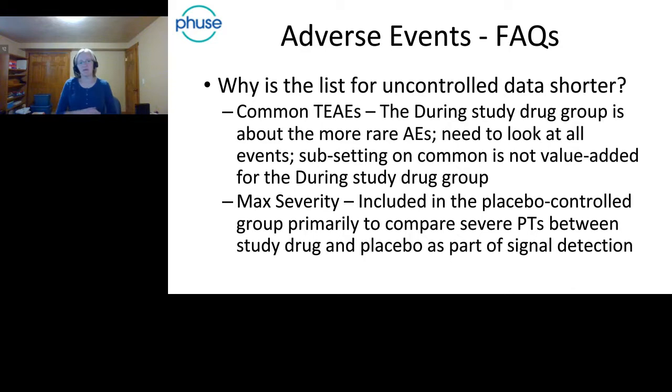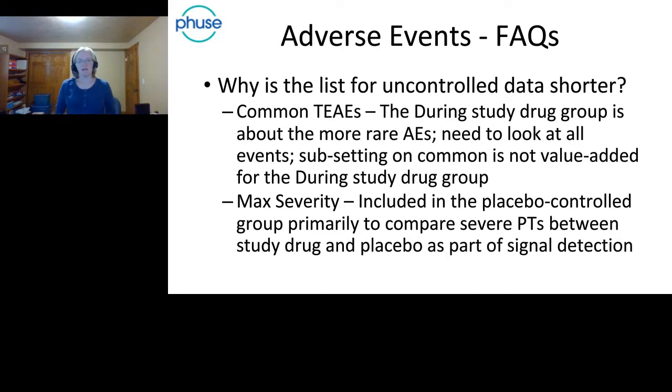Remember, the uncontrolled data is more about looking for rare events. It's an easy way to find how many people ever had this event on drug. When you have more common events, your control data works quite well, and you should be focusing on your control data. But you really need this other additional data to look for the more rare serious things. So why have a summary table of common TAEs for uncontrolled data when the main purpose is all about looking for the rare events? That would be not recommended because it doesn't really have a purpose.